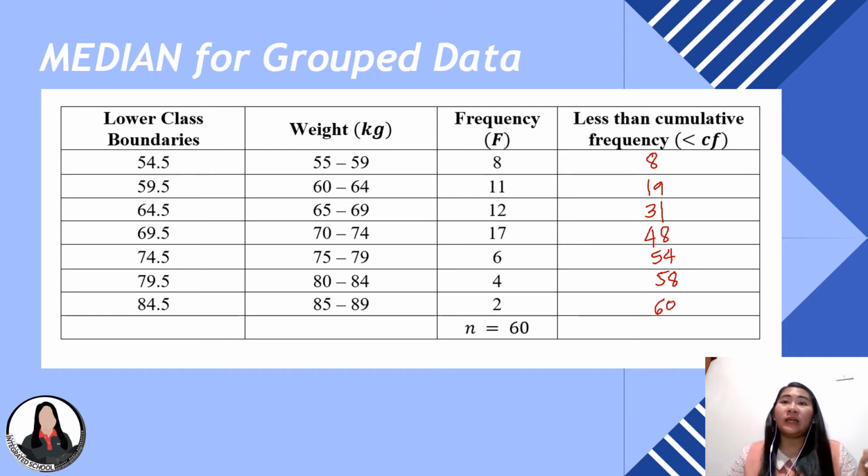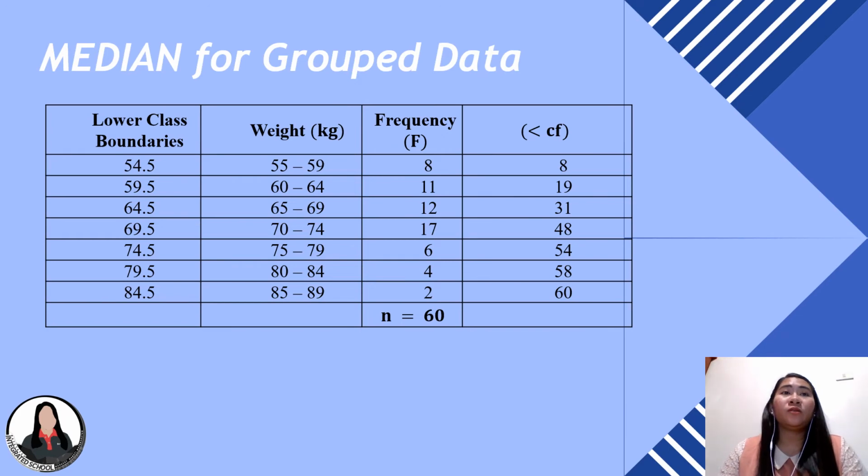Now, since meron tayong less than cumulative frequency, let us proceed with the next step. The next step is to find the median class. So kung mapapansin ninyo doon sa ating formula, kailangan alam natin kung ano yung median class. And for us to obtain the median class, kailangan muna nating hanapin ang value ng ating N over 2. Yun yung locator ng ating median class.